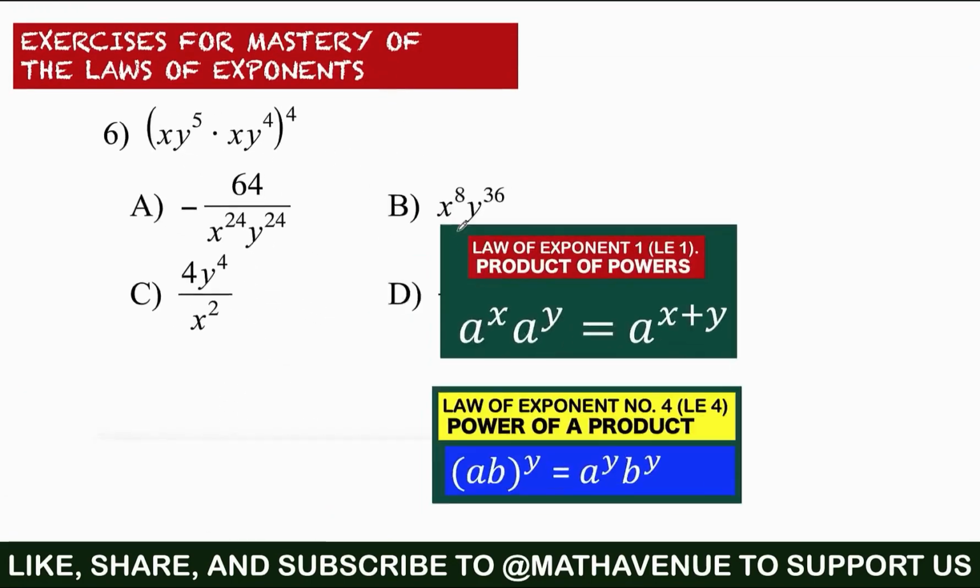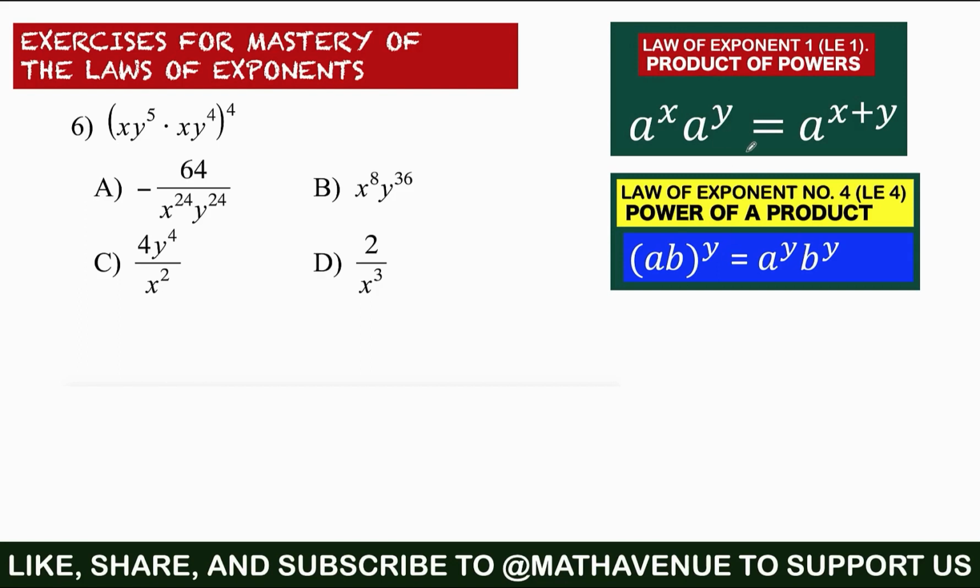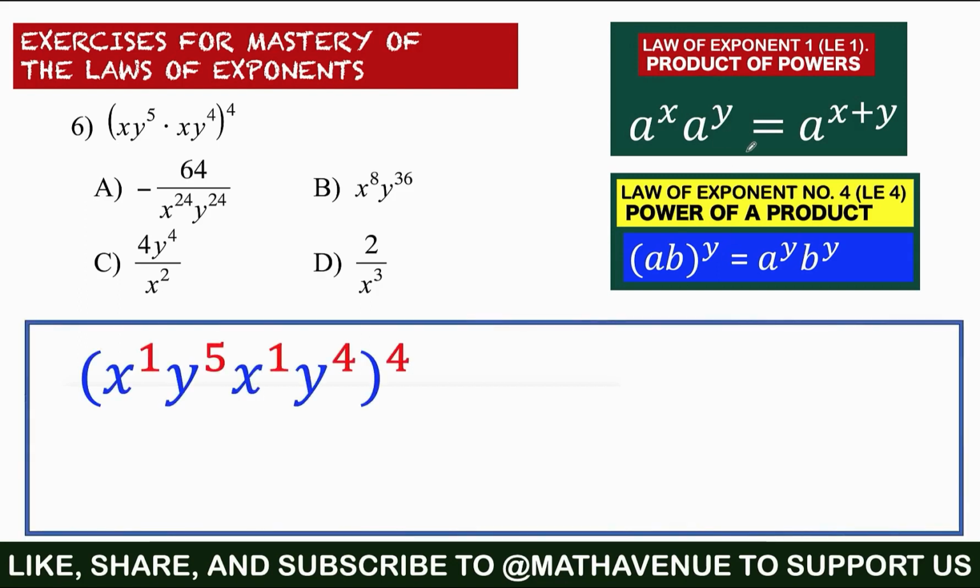Next problem. In this problem, we are going to apply these two laws of exponents. So let's copy the problem, but here there's an implied exponent of 1 for both of them. So I make sure that we understood that there is an implied exponent there. So this is one factor times another factor times another factor times another factor. This is an application of the law of exponent number 4. So each of the factors is raised to the outside exponent. So it looks like this.